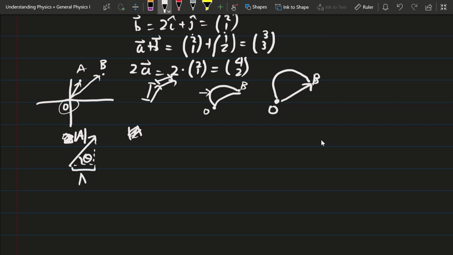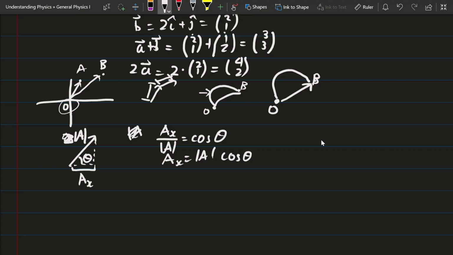The component AX, compared with the length of A, is basically the definition of cosine theta. So you could state this to be AX equals the length of A cosine theta. And so this is how many i-hats you need to go to that vector A.